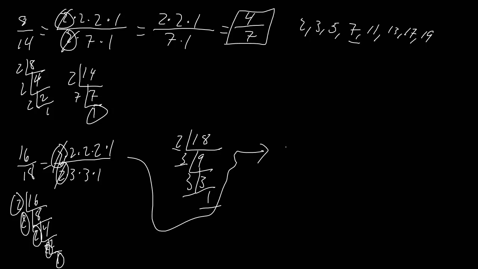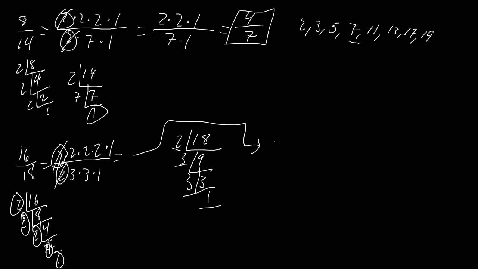Our answer is going to be 2 times 2. Well, that's 4. 4 times 2 is 8. So it's going to be 8, and 8 times 1 is 8. And then 3 times 3 is 9, times 1 is 9, and that's our answer. Okay, let's run out of time here.